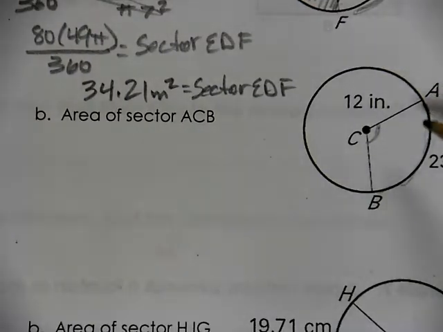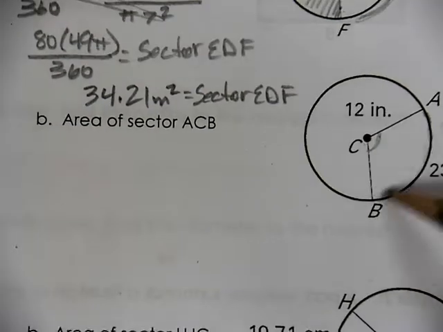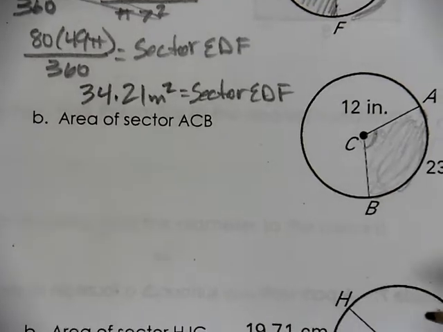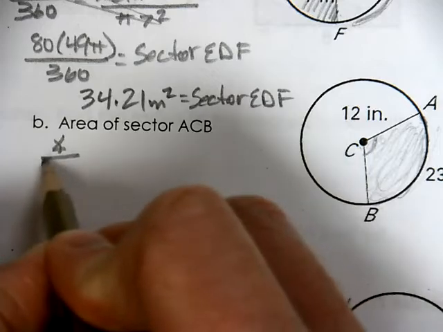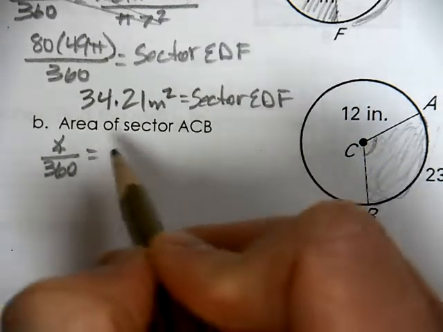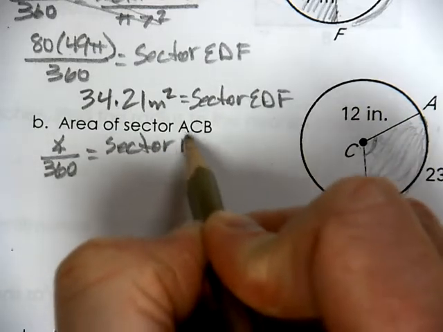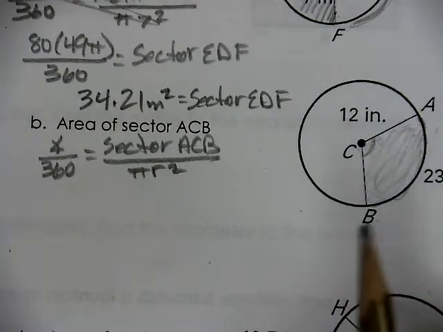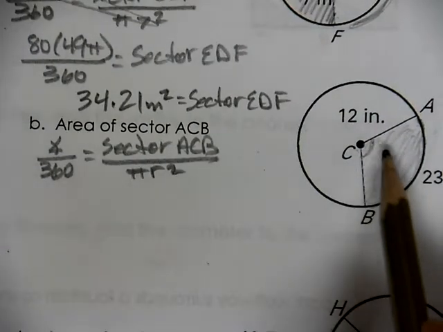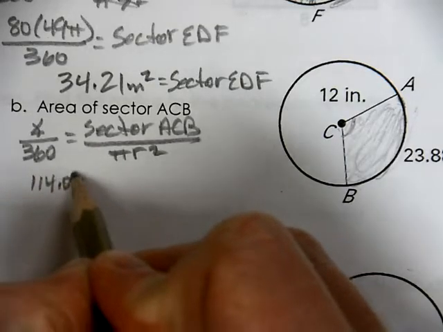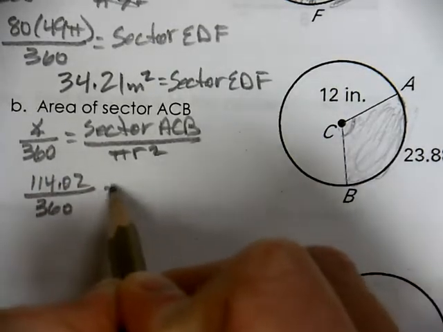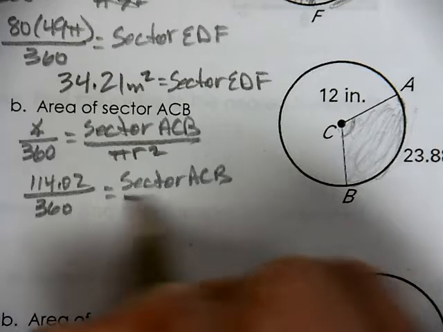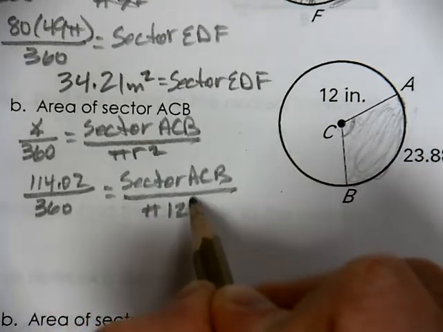What is the sector of ACB? So that's this gigantic pizza slice. What is the area of this pizza slice? So we take the angle over 360 equals the sector ACB over pi r squared. So we now know what the angle is. We're going to use that. 114.02 over our 360 equals the area of the sector ACB over pi 12 squared.